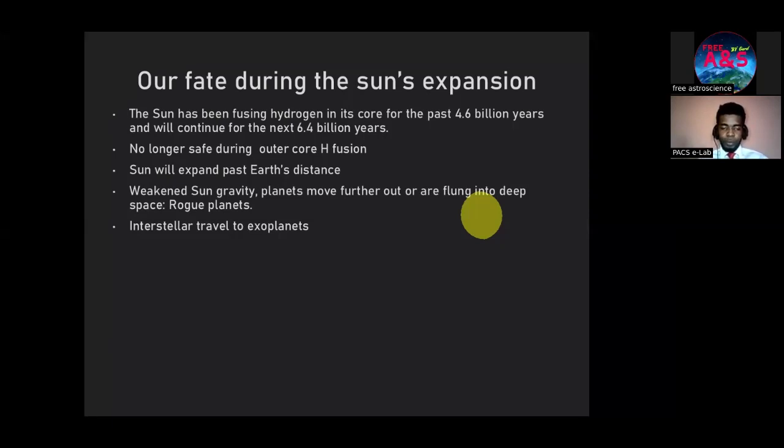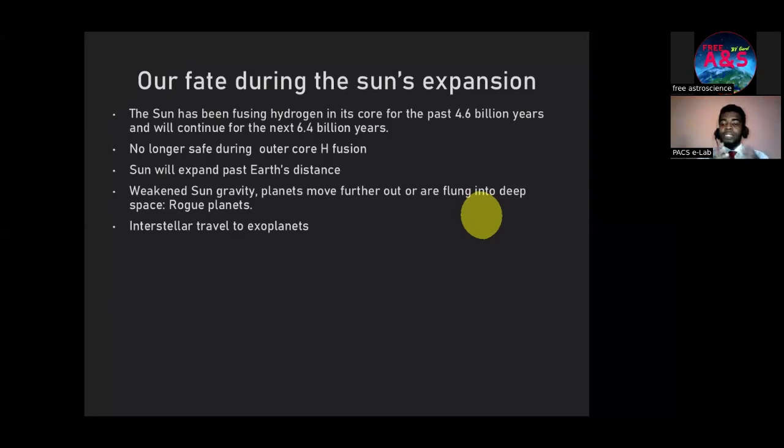As the sun begins to expand, it is going to expand even past the orbit of our Earth. You understand? So what is our fate? Will the Earth remain there? Will all the planets, the whole planetary system, remain in that position? The answer is no, they would not remain in their position. Because remember what I told you?